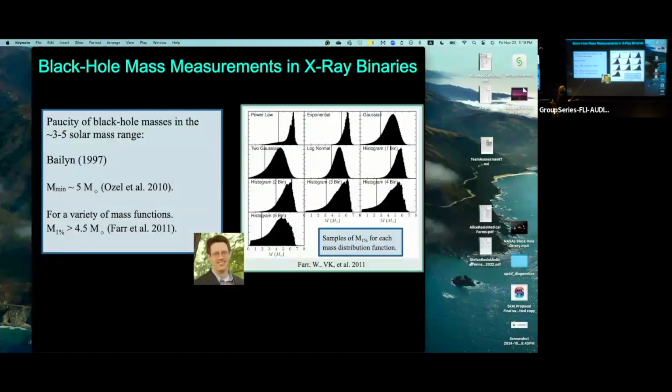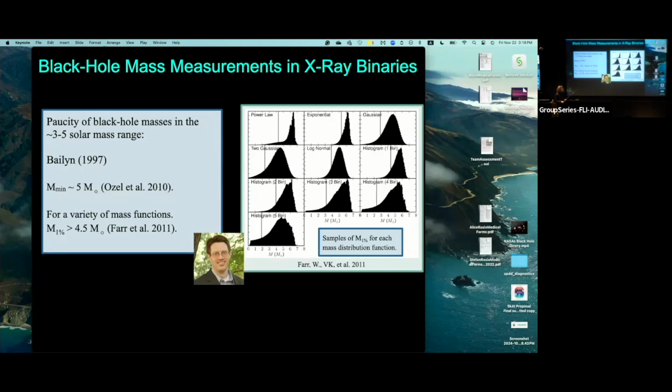Now it's 2011. We're working independently from the group led by Ferial. And now we have a bigger sample of black hole X-ray binaries with measurements. And both Ferial and her group, and Will and his group with me involved at Northwestern, ask the question, is there a black hole mass gap? But with a much more careful statistical analysis than Charles.